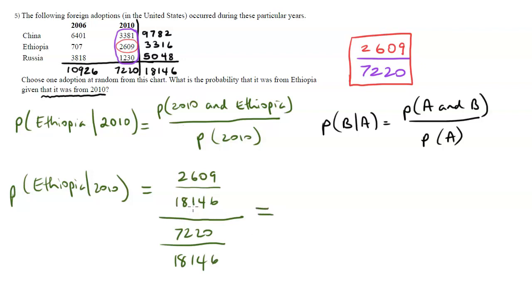And what we see here is these are both divided by the same denominator, so that can cancel, and we're left with 2,609 over 7,220. Oh, jeez, I did a serious double take right there. And that's the exact same probability we got intuitively. We get the same probability using a formula.